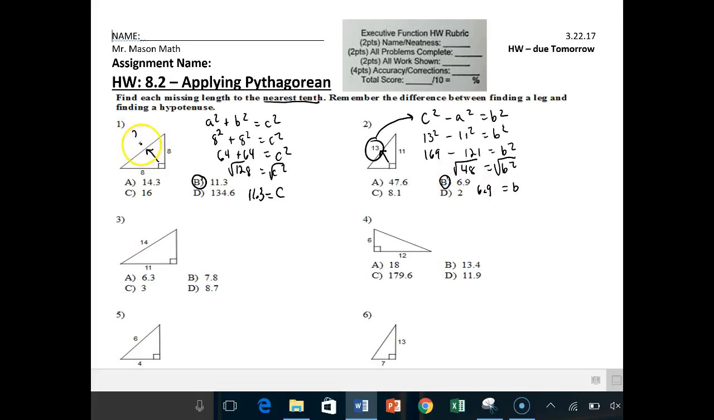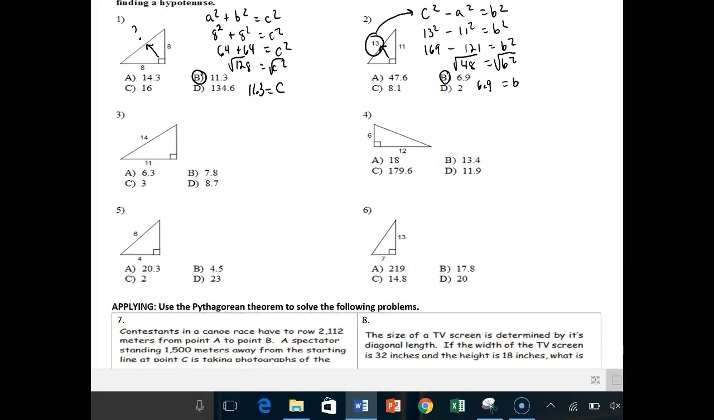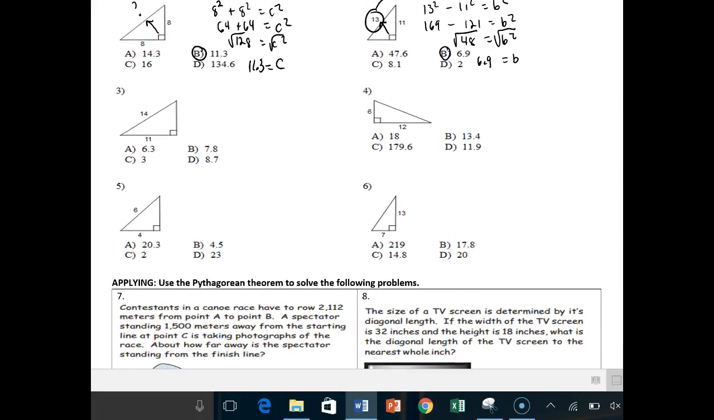So again, two different types of problems. One where you don't have a hypotenuse, that's a squared plus b squared, versus one where you do have a hypotenuse, that's c squared minus a squared. I'm going to leave the rest to you here on the front, these 3 through 6. So you've got to tell me which type of problem and solve.